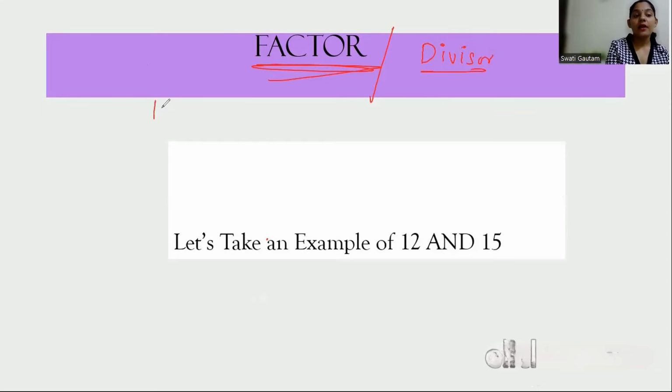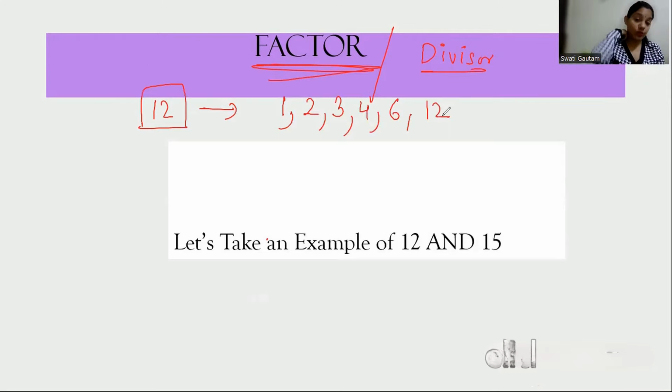Suppose I'm saying the number is 12, and its factors are what? It means in which tables 12 is coming. In the table of 1 it is coming, in the table of 2, in the table of 3, in the table of 4, in the table of 6, and in the table of 12 also, because 12 times 1 is also 12. So these are the factors. Also we can say that all these numbers can divide 12.